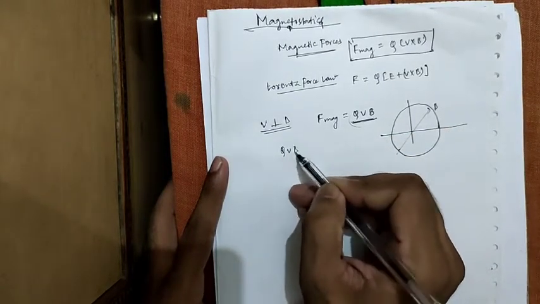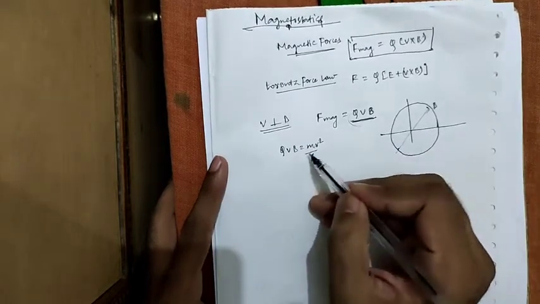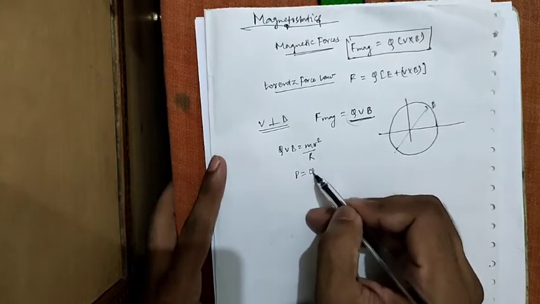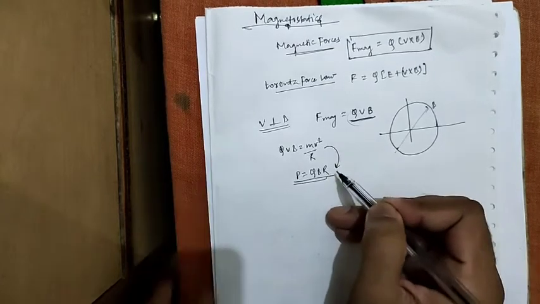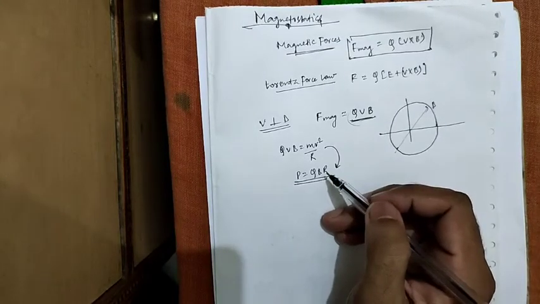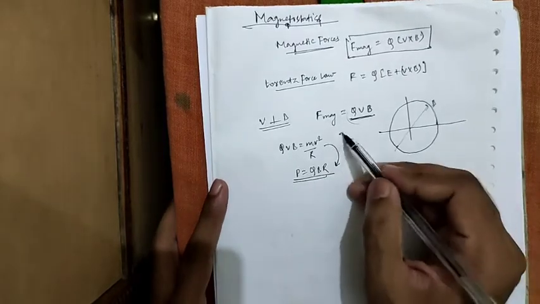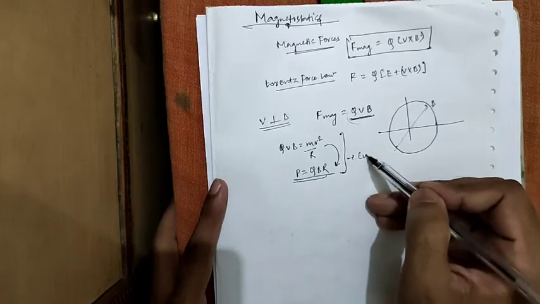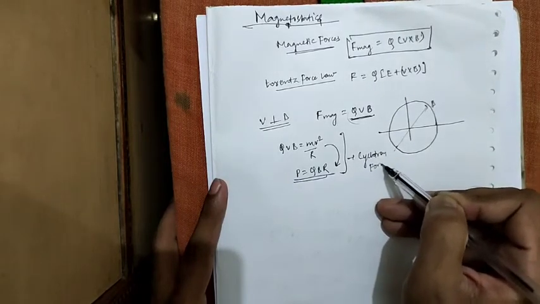As in uniform circular motion, it will experience a centripetal force. So qvB equals mv squared over r, which gives us the momentum as p equals qBr. You can easily find this relation by substituting the value of the momentum. This equation is also called the cyclotron formula.